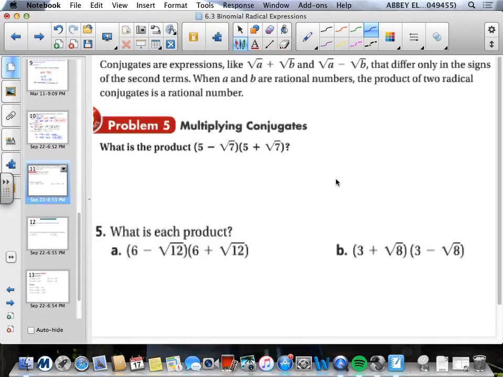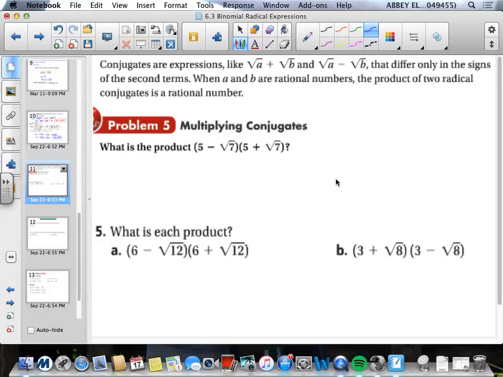All right, we're in the home stretch here. We're going to talk about conjugates. When we do conjugates, we saw this when we talked about simplifying radicals and complex numbers. Remember, the conjugate is just the opposite sign in the middle, okay? All you have to do is multiply by that opposite sign. So on problem 5 here, we see that we have 5 minus the square root of 7 and 5 plus the square root of 7.